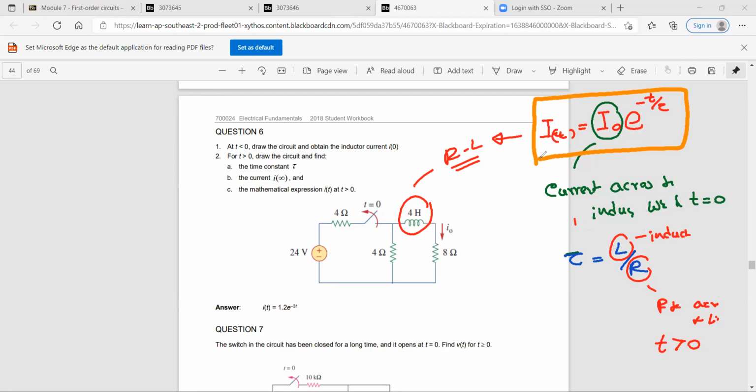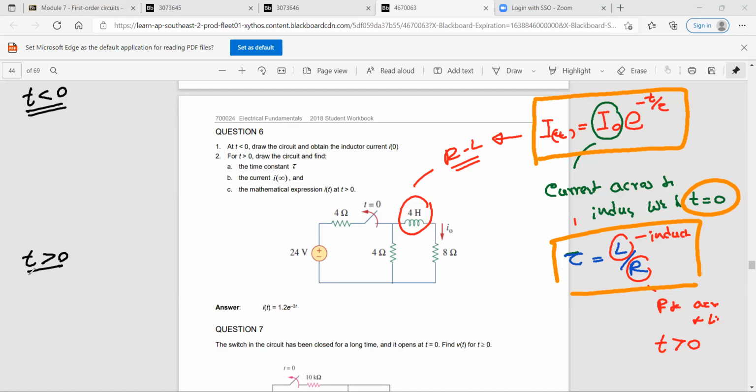And here I notice the current across the inductor when the time is equal to 0. And tau is L over R. Okay, now let's see. We'll use this circuit and we are going to solve this one using this equation. Again, like in the RC circuit, first we need to draw the two circuits. When t is less than 0, draw the circuit. When t is more than 0, you need to draw the circuit.